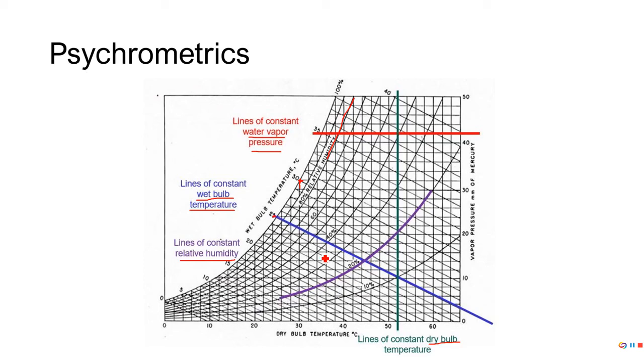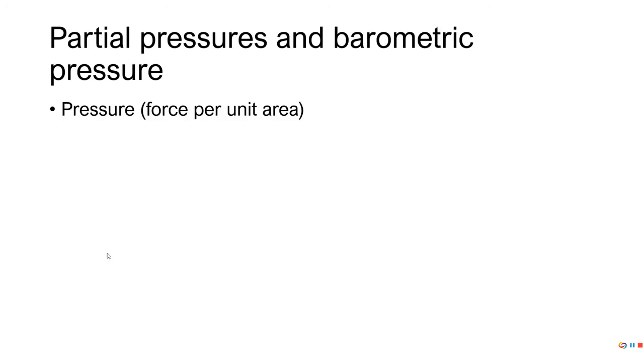We'll go over this in a little more detail in class. I think it's easier to do a worksheet on this, but a psychrometric chart helps us to understand the relationship between humidity, water vapor pressure, or the amount of water in the atmosphere, and the temperature outside. Then we've got partial pressure.